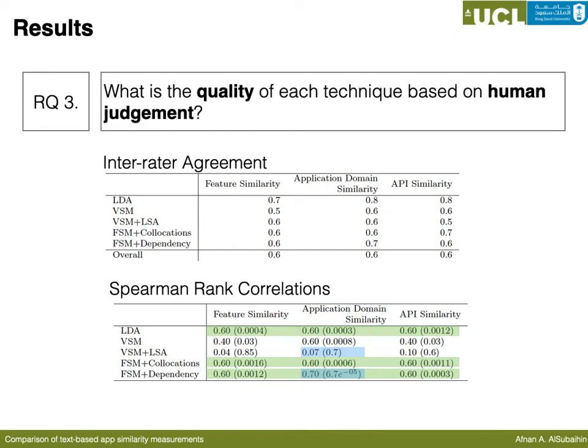To measure this, we asked human raters to rate the similarity between randomly sampled app pairs on a scale from 1 to 5 according to 3 different similarity criteria: the feature similarity, the application domain similarity, and the possible API similarity. We calculated the correlation between the assigned similarity score and the highest K that these app pairs remain together. We find that inter-rater agreement can be low for some of these pairs, but overall it is passable. In general, we find that LDA as well as both the keyword extractor techniques perform well according to human judgment. VSM with LSA performs very well, but only in application domain similarity.